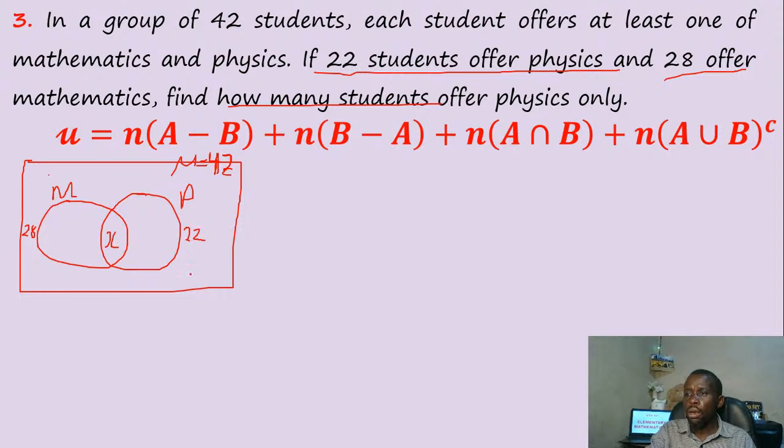All right. Also, they did not tell us that there is any student who does not offer physics, neither physics nor mathematics. None. So that means all students must do something, so we put 0 there, at that corner. That corner is for those that do not do any of those courses.